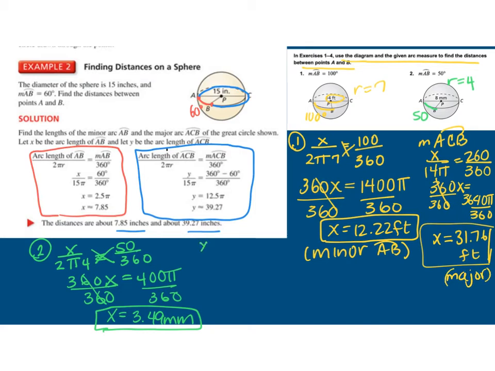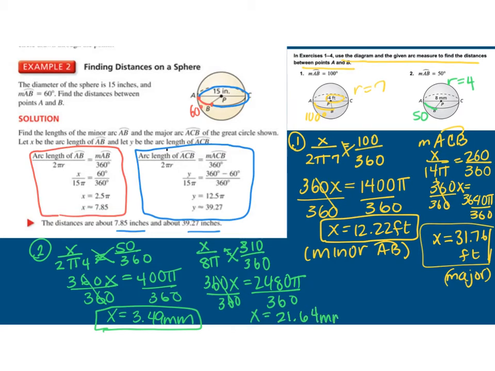So we've got x over 8 pi. Our minor arc was 50, so the major one will be 310. We'll cross multiply. And then divide both sides by 360. And that's about 21.64 millimeters.